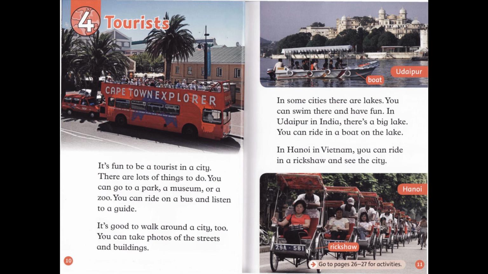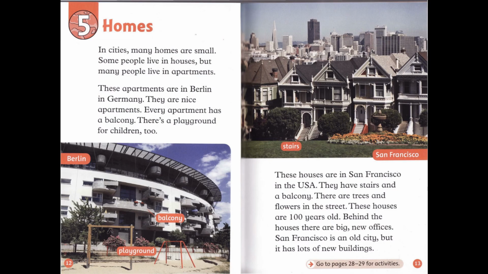Chapter 5. Homes. In cities, many homes are small. Some people live in houses, but many people live in apartments. These apartments are in Berlin, in Germany. They are nice apartments. Every apartment has a balcony. There's a playground for children, too.